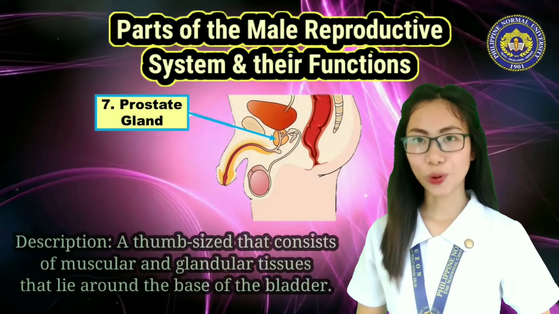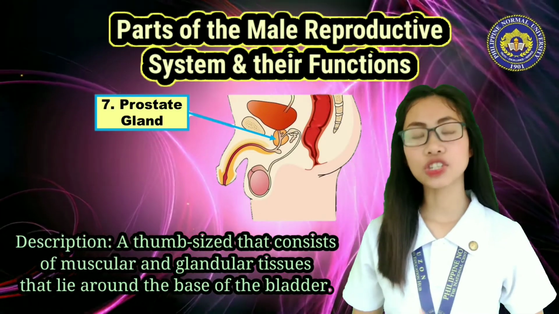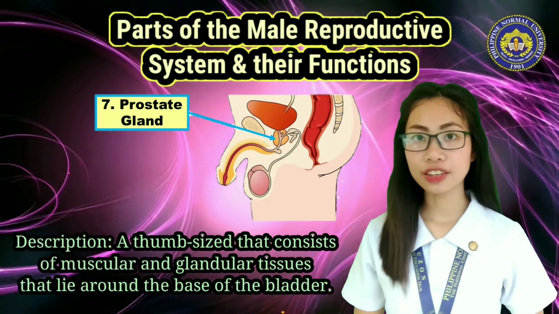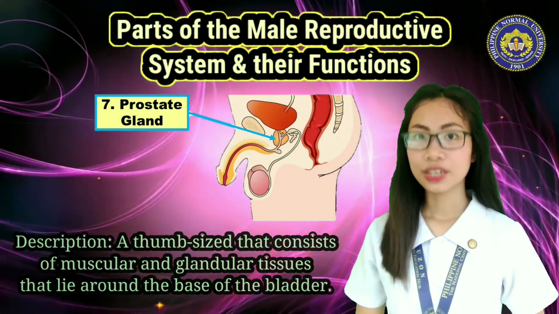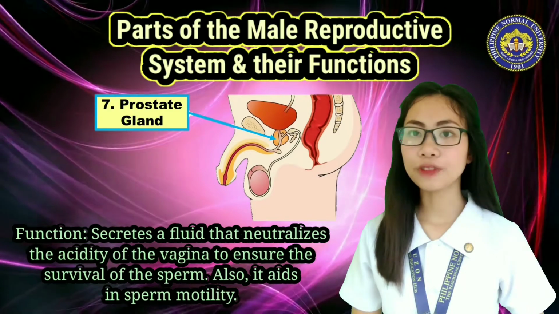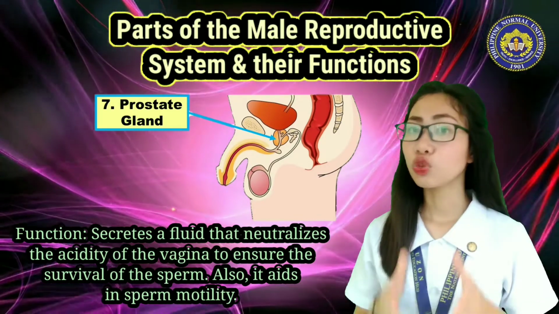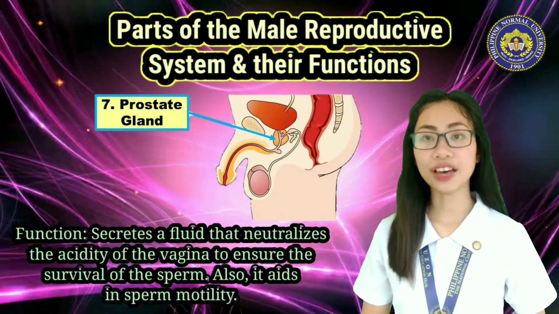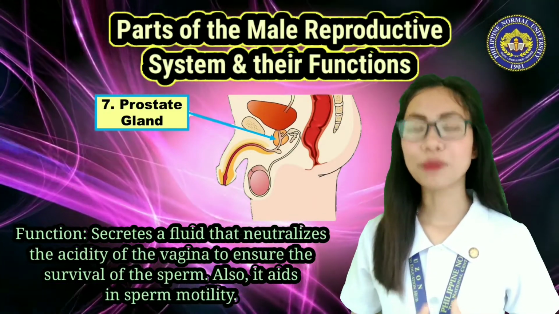Number 7 is the prostate gland. It is thumb-sized and consists of muscular and glandular tissues that lie around the base of the bladder. So the function of the prostate gland is to secrete a fluid that neutralizes the acidity of the vagina to ensure the survival of the sperm. And it aids in sperm motility.